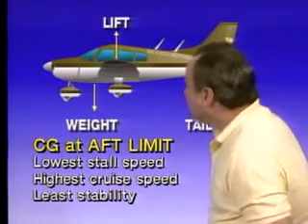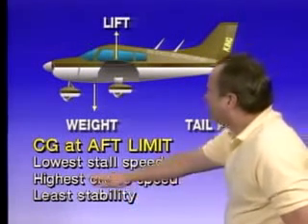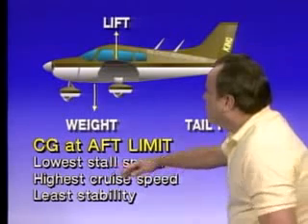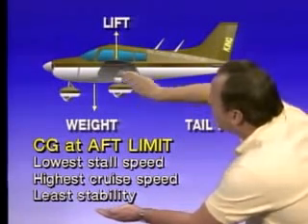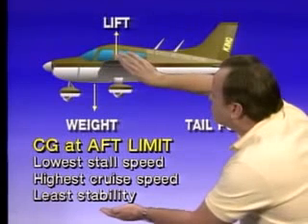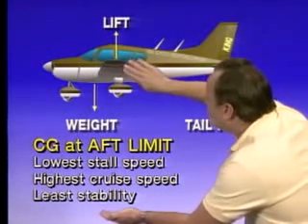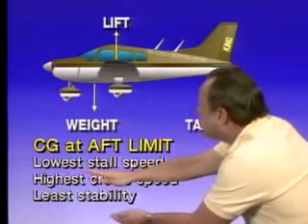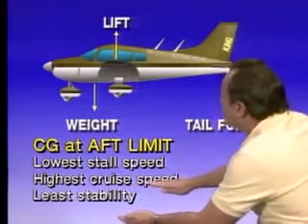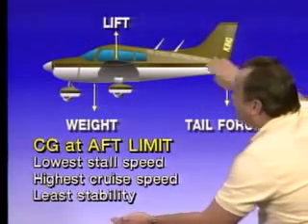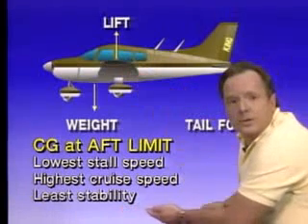But what's going to happen to the stalling speed? Well, it'll have a lower stalling speed because if there's less downforce on the tail, the wings have to support less weight. So when you move the CG rearward, you lower the stalling speed. And in fact, you have a higher cruise speed because this downforce on the tail and the lift required to support it cause drag.